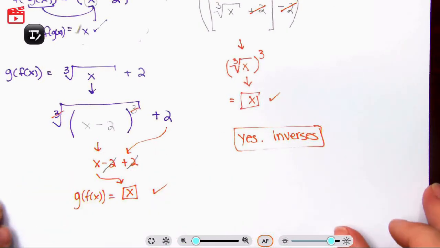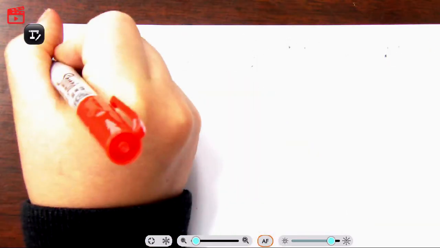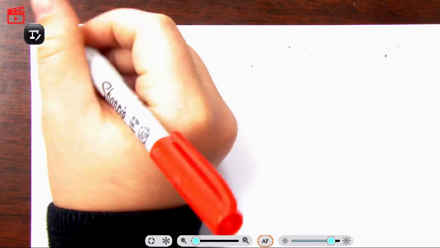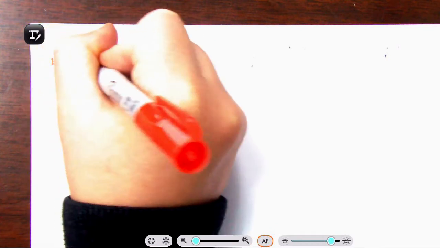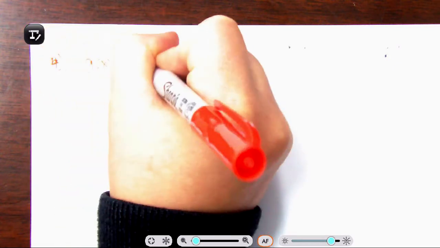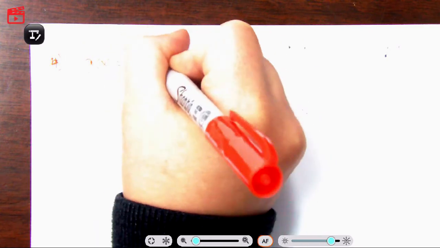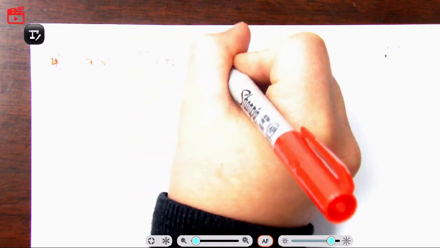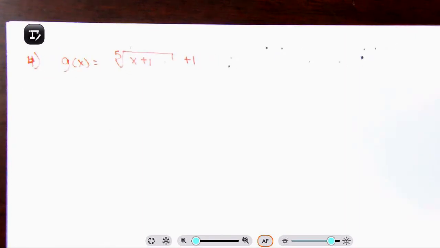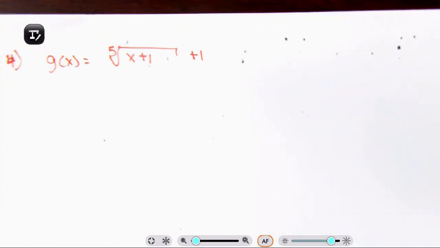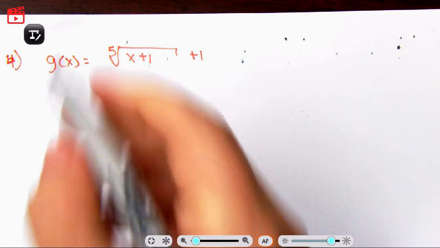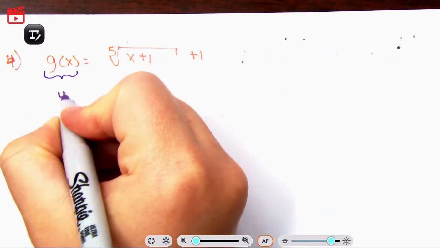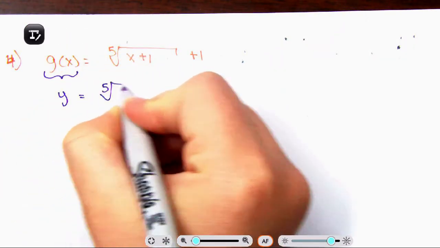Question number 4 is asking us to find the inverse of each function. Sorry about that. Find the inverse of each function. Question number 4. So g of x is equal to the 5th root of x plus 1, plus 1. And we want to find the inverse of that. So step number 1 to find the inverse, you're going to switch out g of x to y. Keep everything else the same.